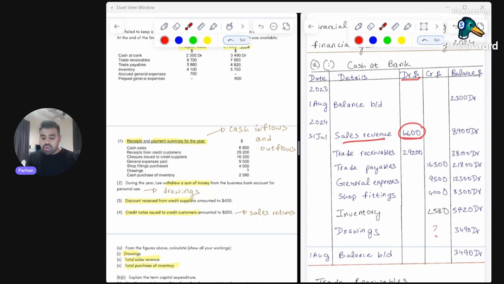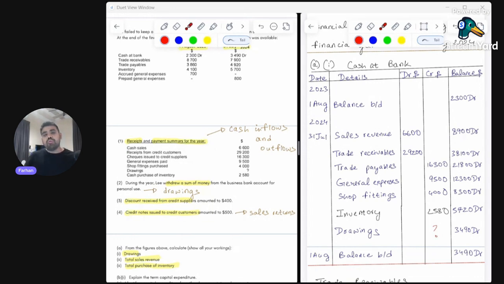Therefore, in the details, the relevant narration you should write for the account is sales revenue. And two debits now added with each other gives us a final balance of $8,900 debit. Okay. Next, we have receipts from credit customers of $29,200. So whenever we are getting some money from our credit customers, our balance available in the cash at bank account goes up. So therefore, we would be debiting the cash at bank account.